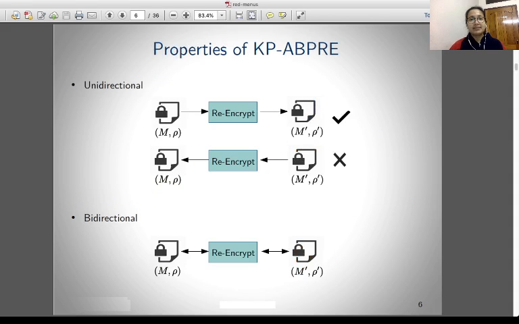There are various necessary properties of proxy re-encryption which are needed in various applications. We will be talking about two such properties today. The first is in the context of direction of delegation; it can be categorized into unidirectional and bidirectional schemes. In unidirectional schemes, the re-encryption key will enable re-encryption of ciphertexts from one access policy to the other, but not in the other direction. In bidirectional schemes, the re-encryption key enables the re-encryption in both directions.